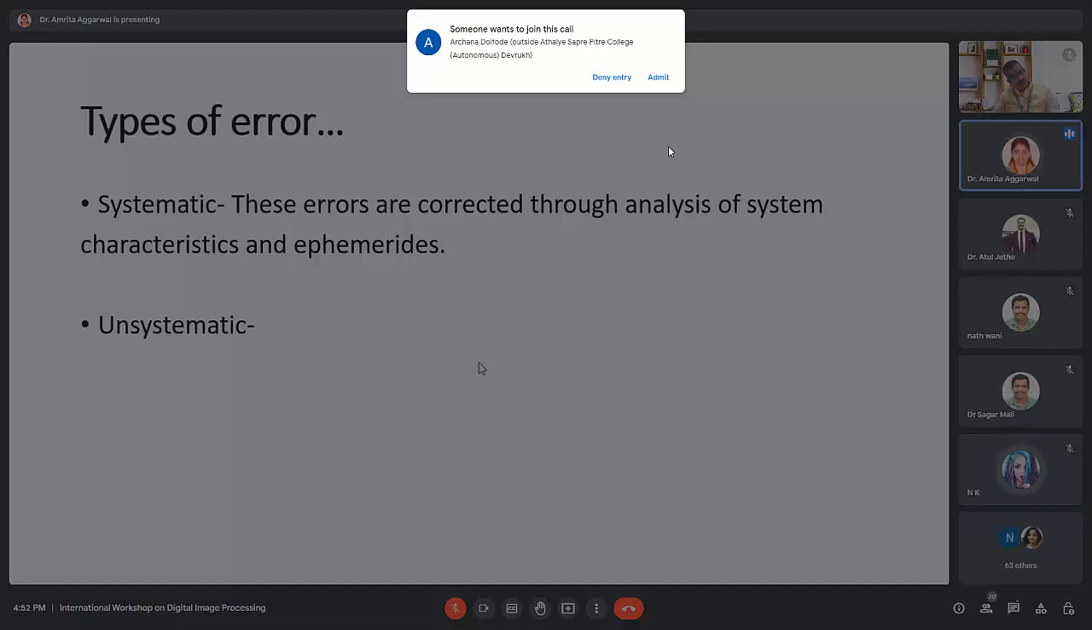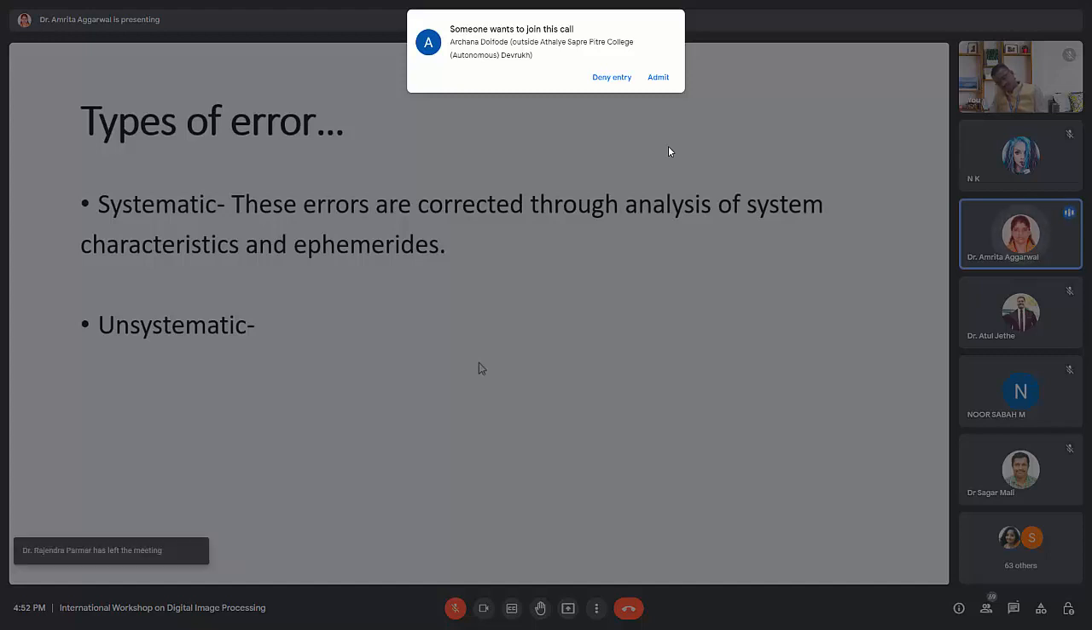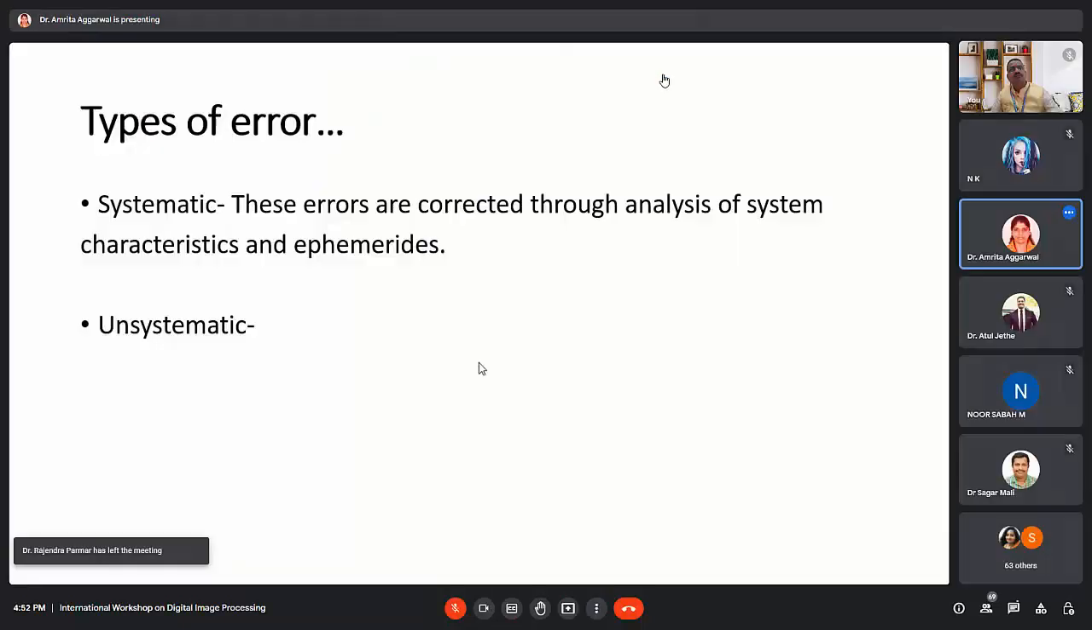Now, even after keeping so many things in mind, even after planning the flight, there are two types of geometric errors. The first one is systematic error, and the second is unsystematic errors. Systematic errors can be corrected through the analysis of system characteristics. Again, like we saw in the first lecture on errors, there are two types. One is systematic errors. So there is a problem in your planning, a problem with the satellite, a problem with the camera, maybe a problem with the angle or something like that, due to which the imagery has not come out well. Or the second could be unsystematic.